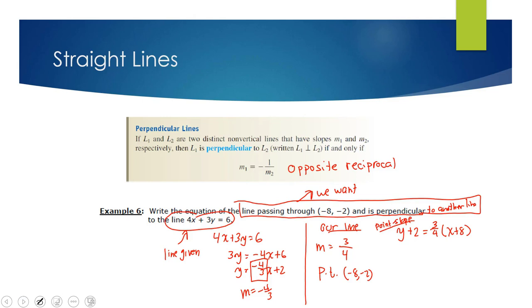So again, I'm just going to solve this for y. I'm going to simplify the right-hand side, so I'm going to have 3/4 x plus 6, because 3/4 of 8 is 6. Subtracting 2 from both sides, I'm going to have y equals 3/4 x plus 4. So that would be the slope-intercept form.